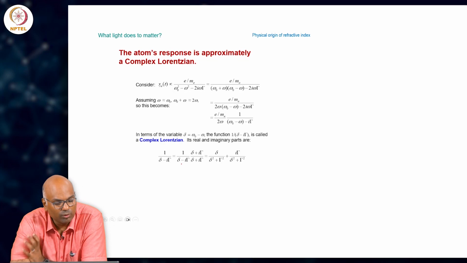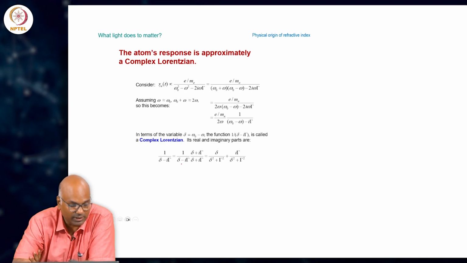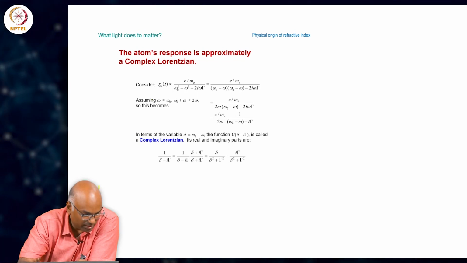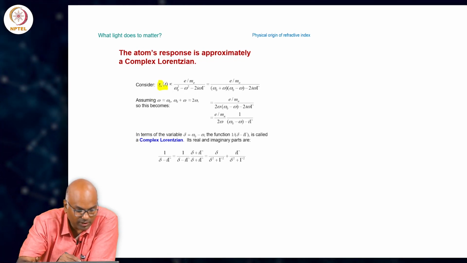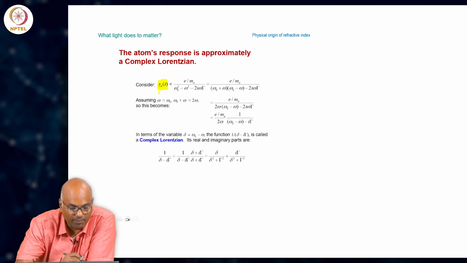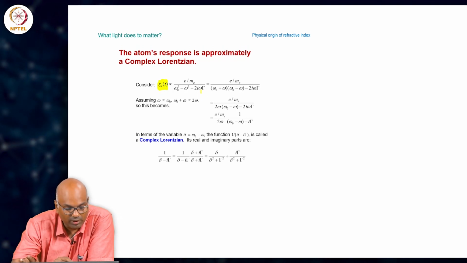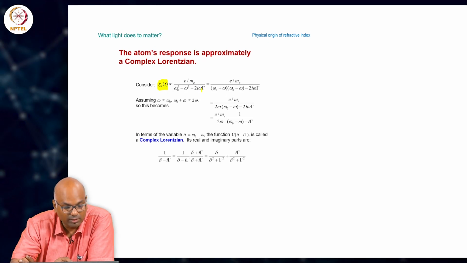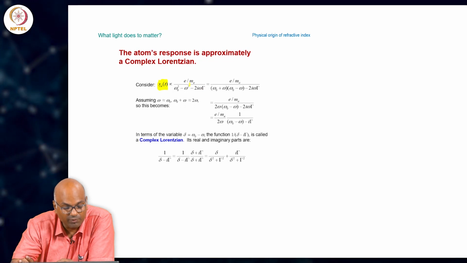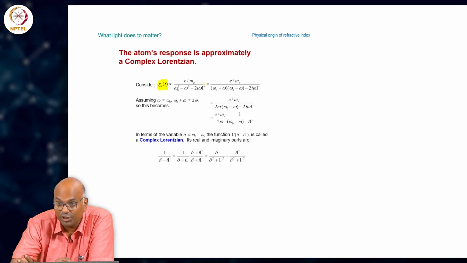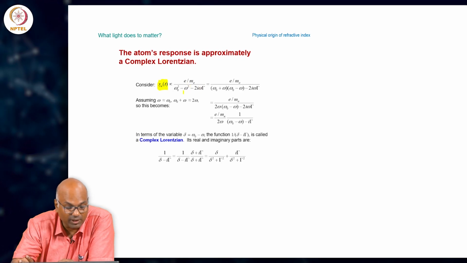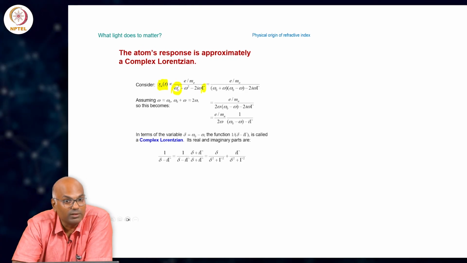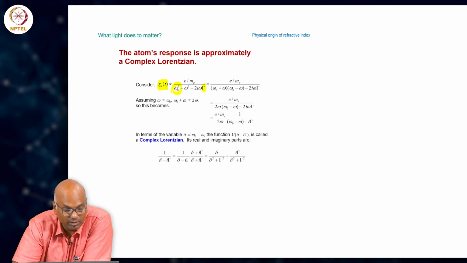So, what we can now do is take the response of the atom, which is essentially x_c of t, a function of time, and it has a complex coefficient. The response of the atom is proportional to this. Now, we focus our attention not on the harmonic oscillation, but on the prefactor which contains matter specific information in the form of omega naught and gamma. These are matter specific information.